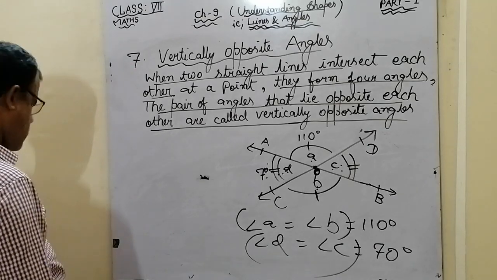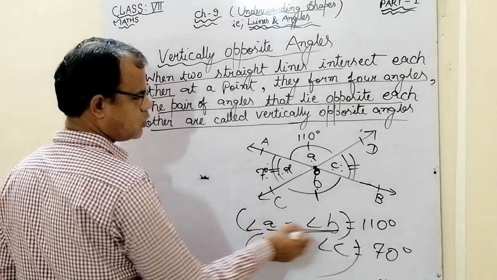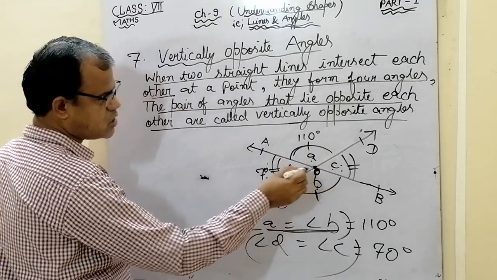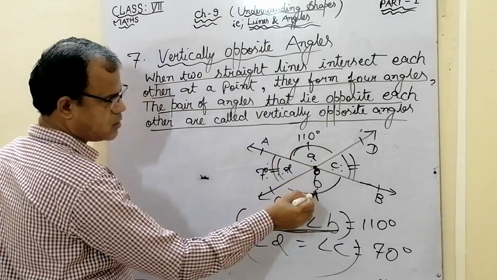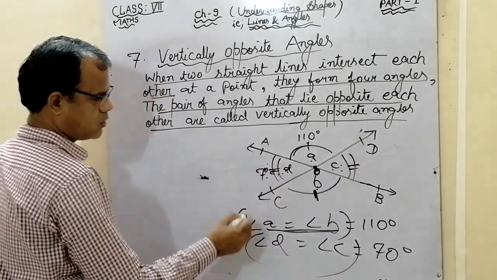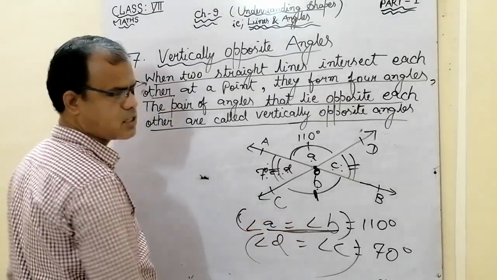Okay, so have you understood? Angle A equals B. When two lines intersect each other, this angle is equal to this angle, and this angle is equal to this angle, and these pairs of angles are known as vertically opposite angles.